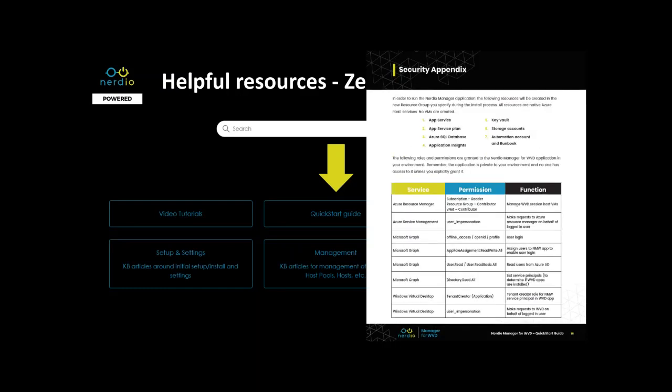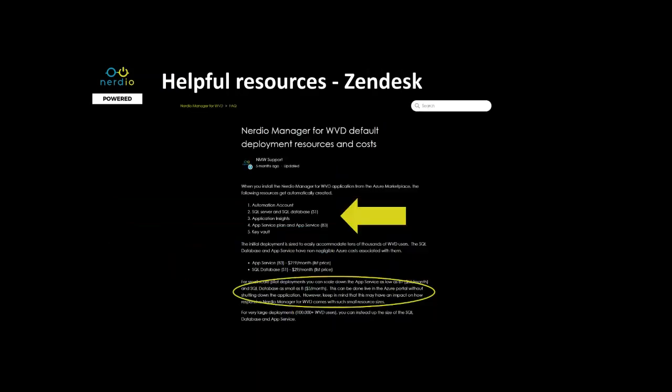It also holds a bunch of information about the resources being deployed, together with the service principals, the permissions, their functions, and so on and so forth. So from a security perspective, if you're wondering about this, it's all been documented very thoroughly. And there are more KB articles about this type of information to be found on the Zendesk page dedicated to Manager for WVD also, including the video tutorials, which I would recommend having a look at as well.